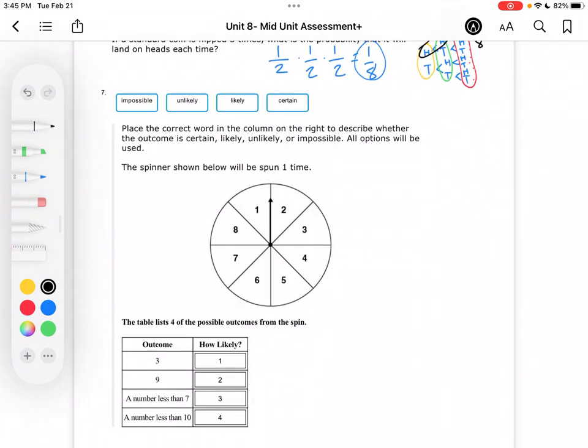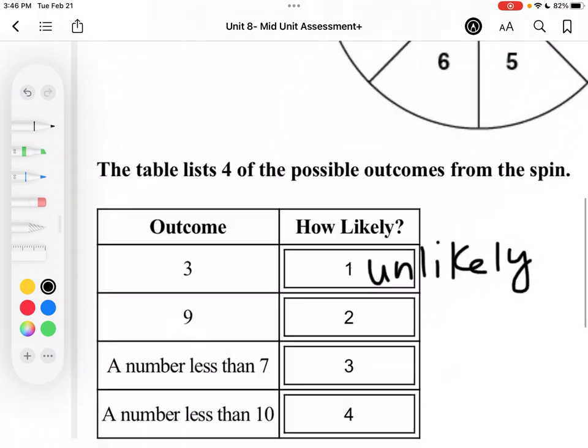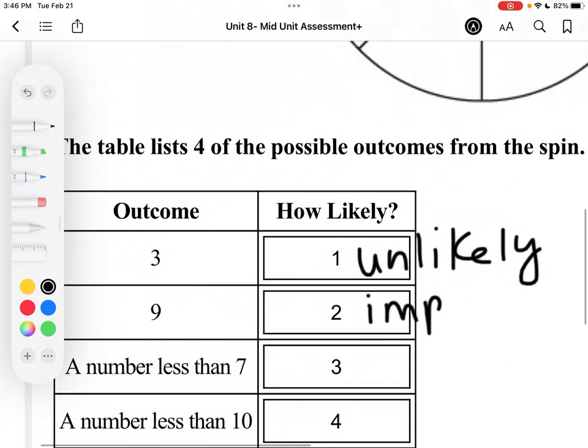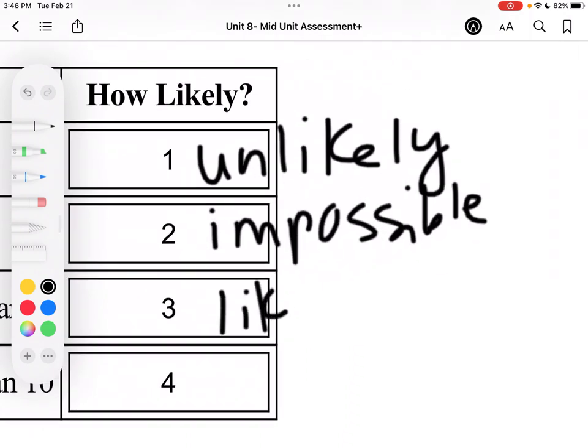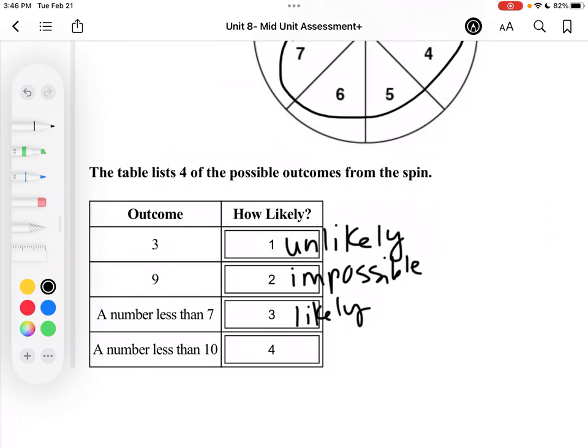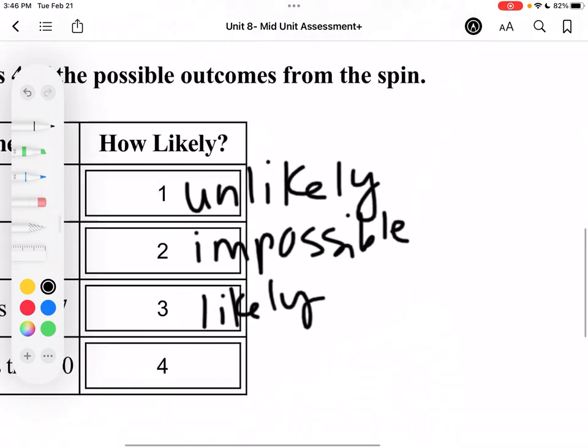Place the correct word next to the column. So how likely is it to get a 3? So there's 1 three out of 8 possible outcomes, so it's unlikely. A 9 would be impossible. A number less than 7, well, that would be all of these, so that would be pretty likely. And a number less than 10, well, there's no number greater than 10, so that would be certain.